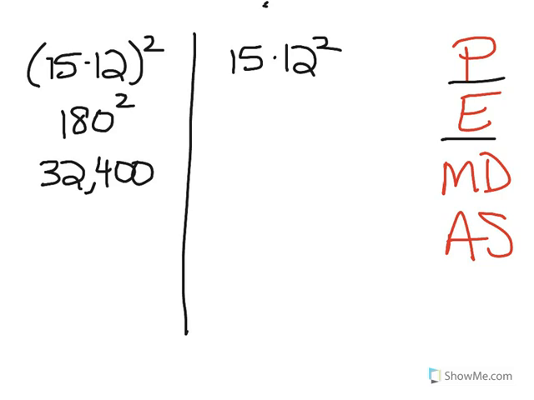In the second example, we have 12 squared. That has to be done first. We have 15 times 144. And then 15 times 144 is 2,160.